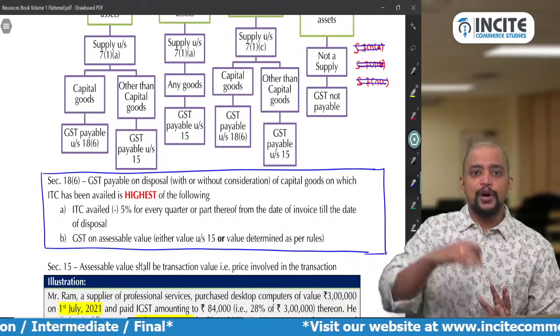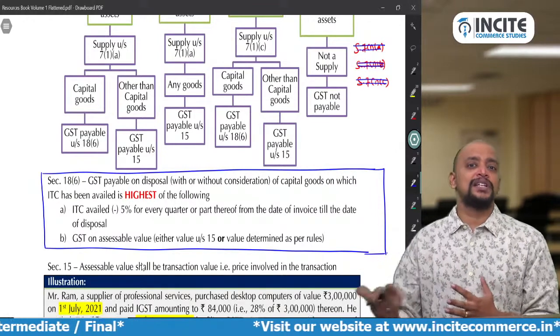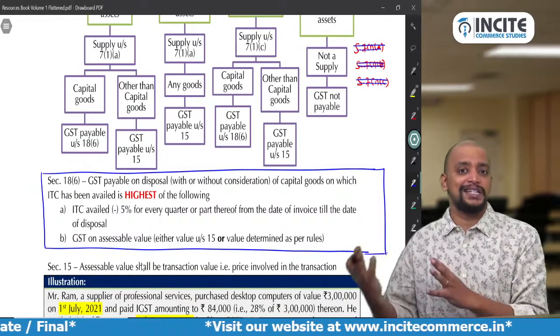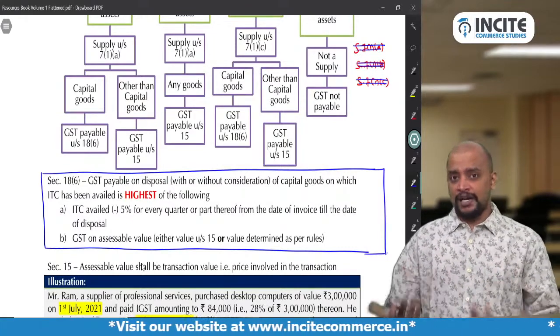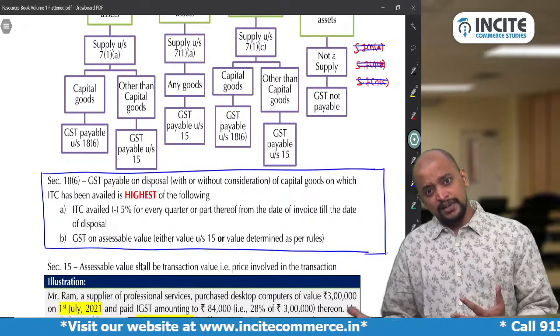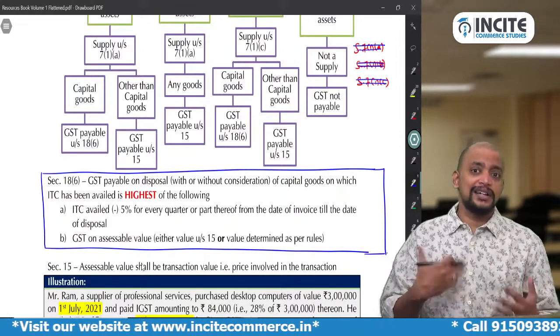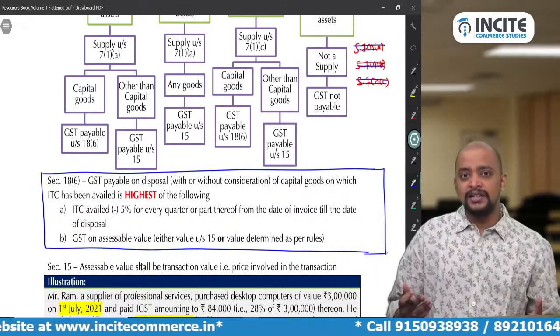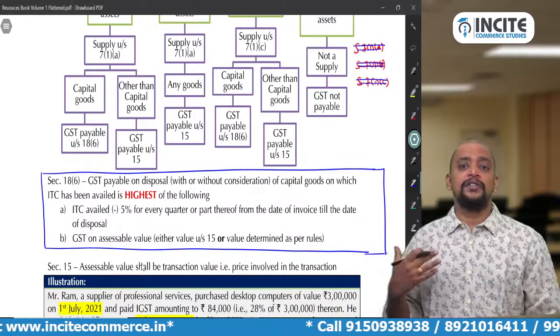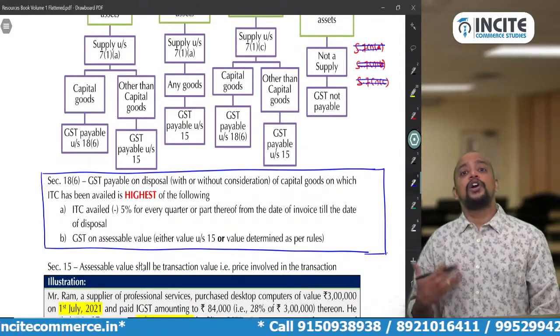Then ITC is availed under GST. Therefore, this point will be applicable: supply under 7(1)(c), disposal of business asset on which ITC is availed. Suppose Tran 1 is not filed. When Tran 1 is not filed, that credit is not migrated. So it is as good as disposal of business asset on which ITC is not availed.